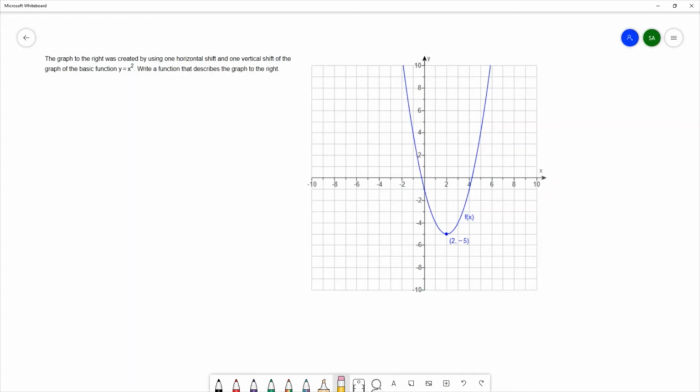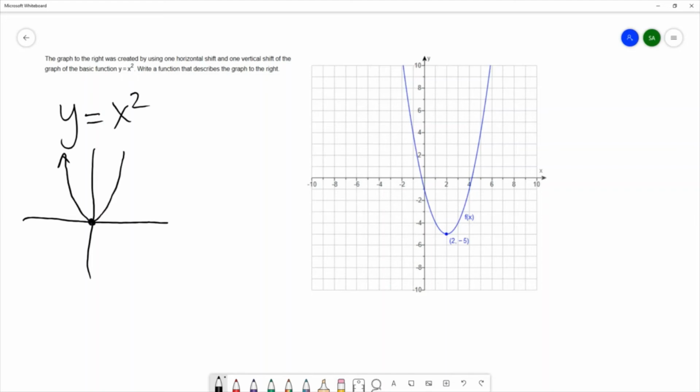So what I want you guys to remember about the basic function y equals x squared, it's the graph of a parabola like we see on the right, but the vertex of that parabola occurs at 0, 0, the origin. So we can see that the vertex of this parabola is not at 0, 0.